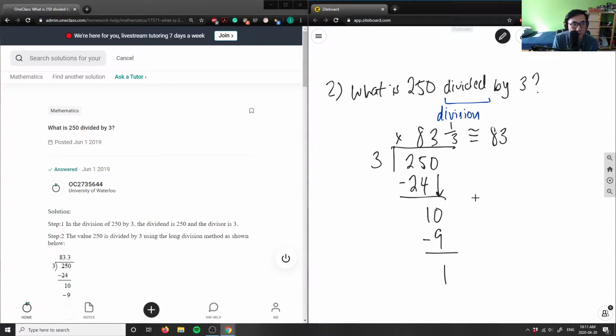If I want to just change 1/3 to decimals, 83.3, and then the bar, right? 3 is a repeating number. So this here is the correct answer, 83.3 bar, or you could say 83 and 1/3. This here is our correct answer.